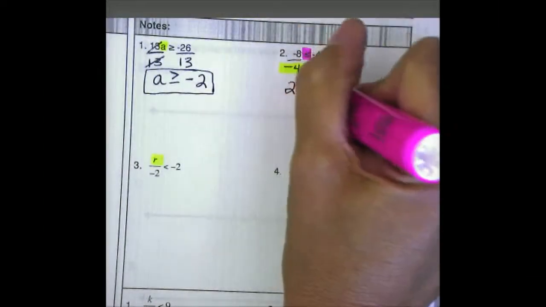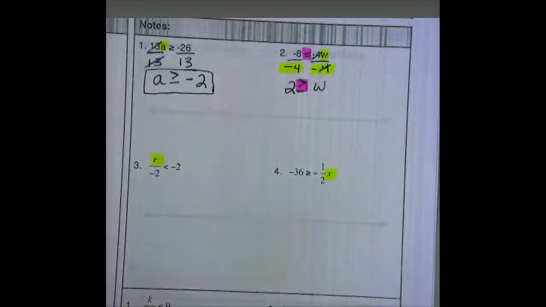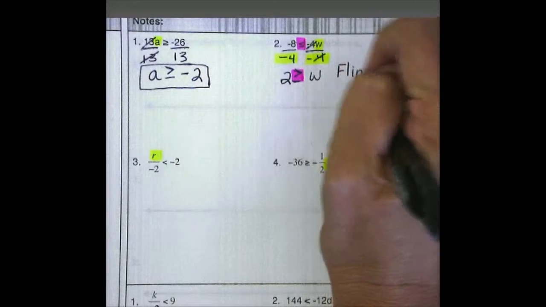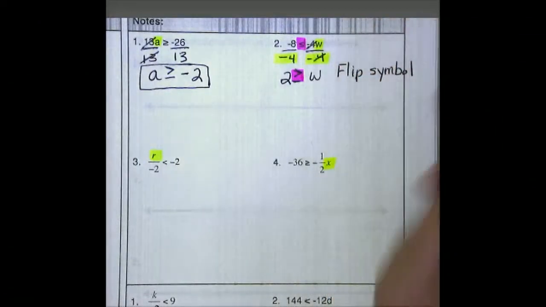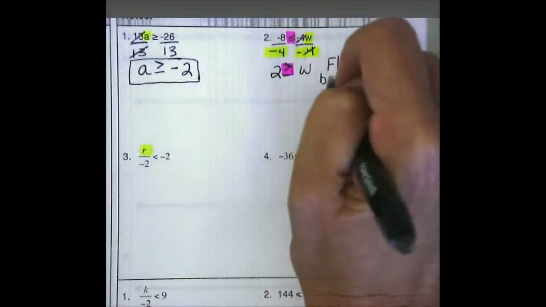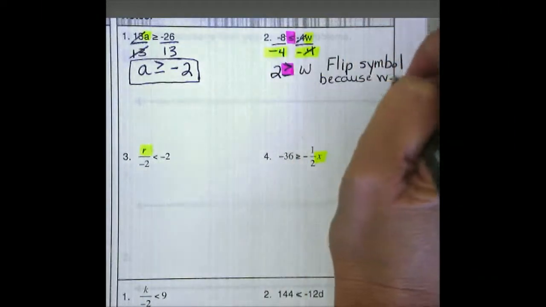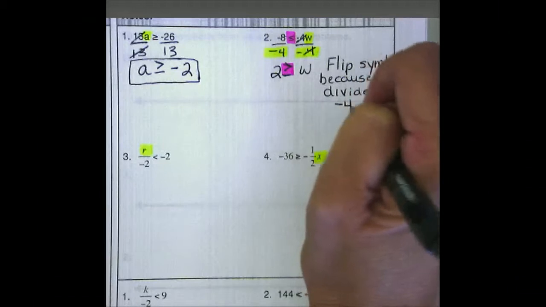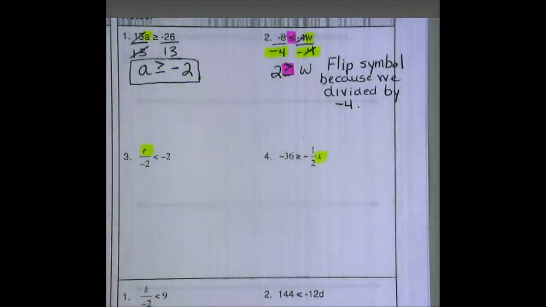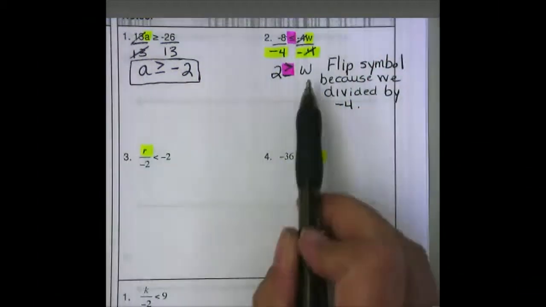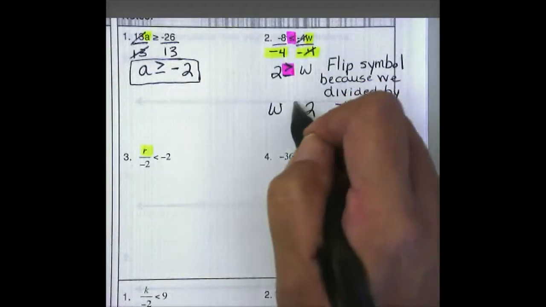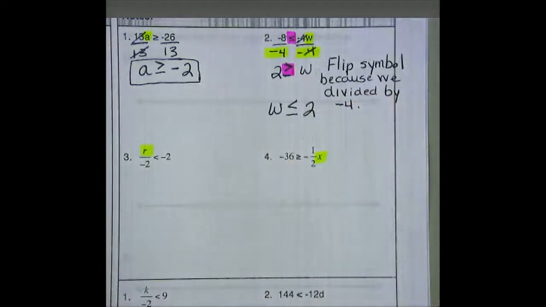From here to here because we divided by a negative number. So flip symbol, because we divided by negative 4, okay? Now, we've got one other little issue with this one, and that is that our w is on the wrong side. So we're going to put our w on this side, our 2 on that side, and that means we have to flip that symbol again. So I call that sometimes a double reverse or a double flip.